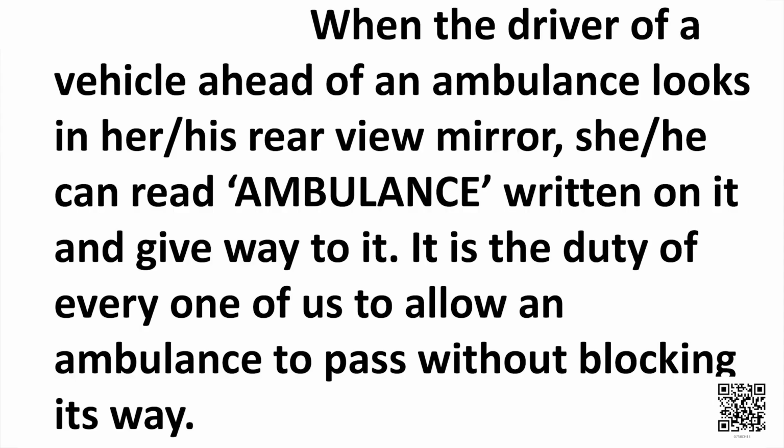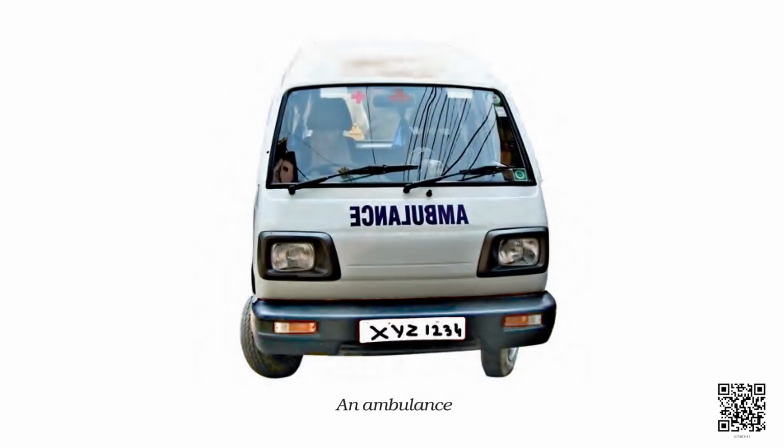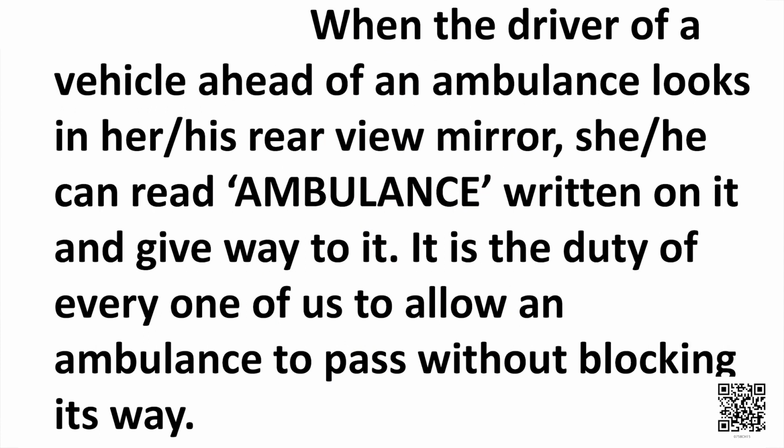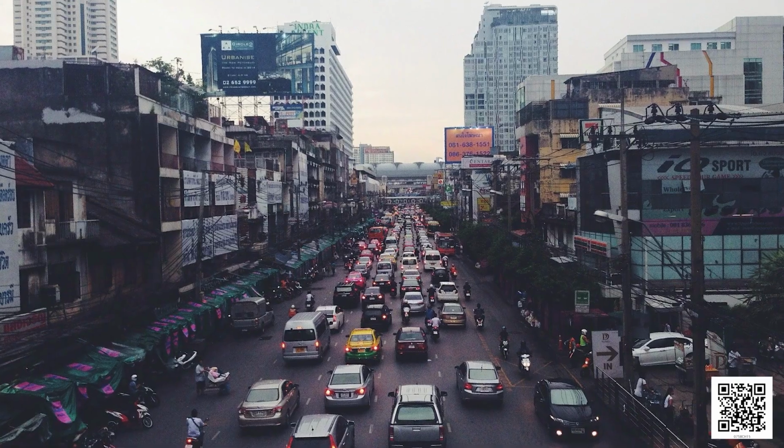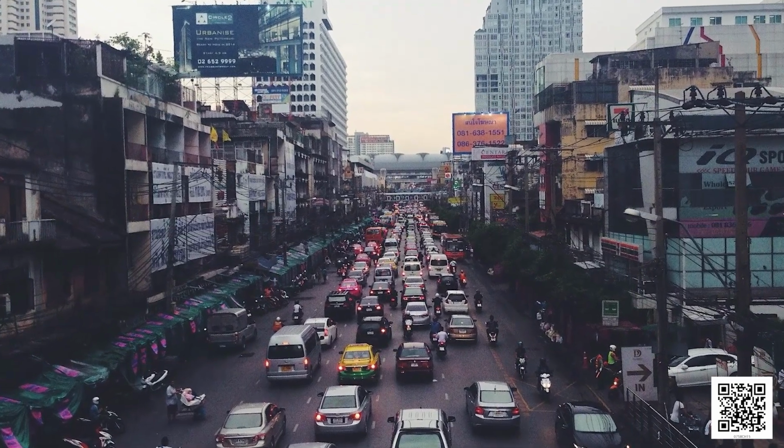So students, now write down your name on a piece of paper and hold it in front of a plane mirror and see how it appears in the mirror. So students, I am sure that after doing all this, now you can understand why the word ambulance is written as in this picture. It is because when the driver of a vehicle ahead of an ambulance looks in her or his rear view mirror, he or she can read ambulance written on it and give way to it. It is the duty of every one of us to allow an ambulance to pass without blocking its way.